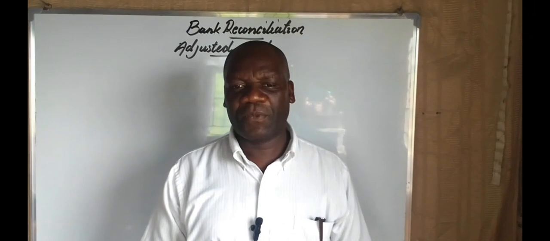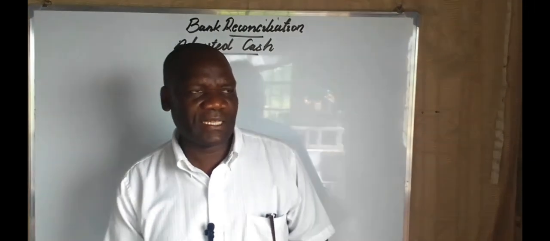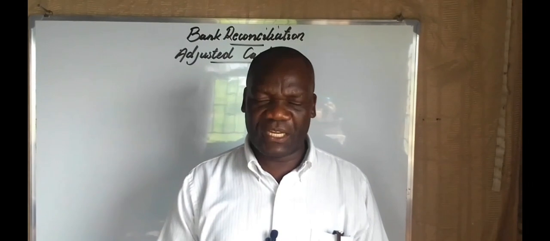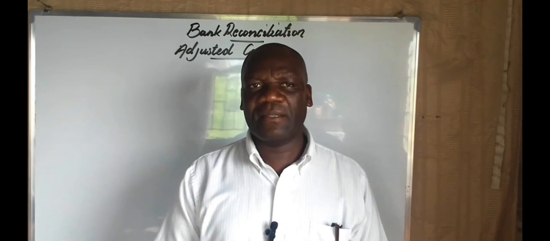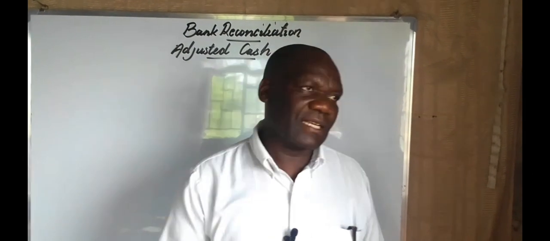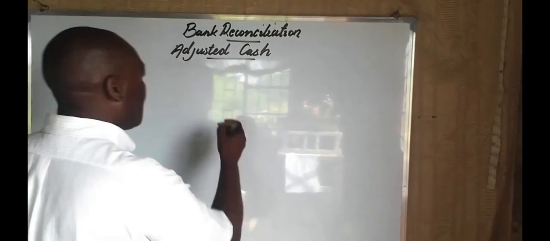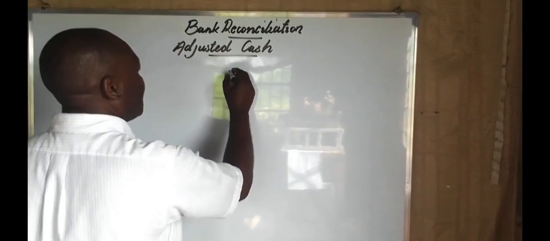Cash book. So when you are looking at the adjusted cash book, the balance that is in the equation is the one that you start with. So let us have a draft of the cash book. I'm going to use the T formatting.